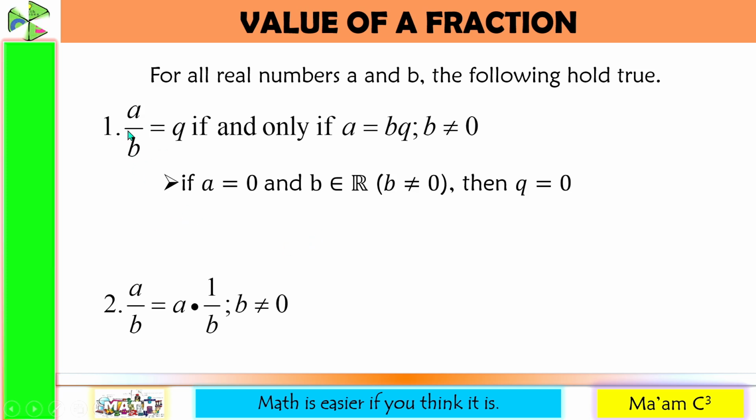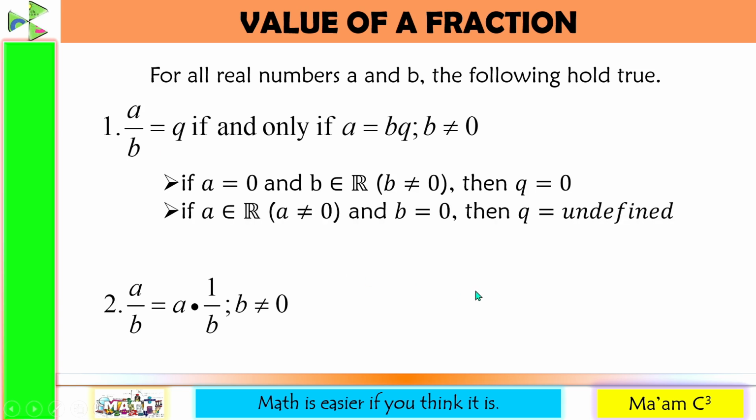Next, what if our denominator b here is the one that is equal to 0? So meaning any real number divided by 0. Our q then is undefined. That's what happens when the denominator is equal to 0. It becomes undefined. Think about it. You're going to divide something and you're going to divide it by 0. So how is that? So we cannot divide by 0. It is undefined.